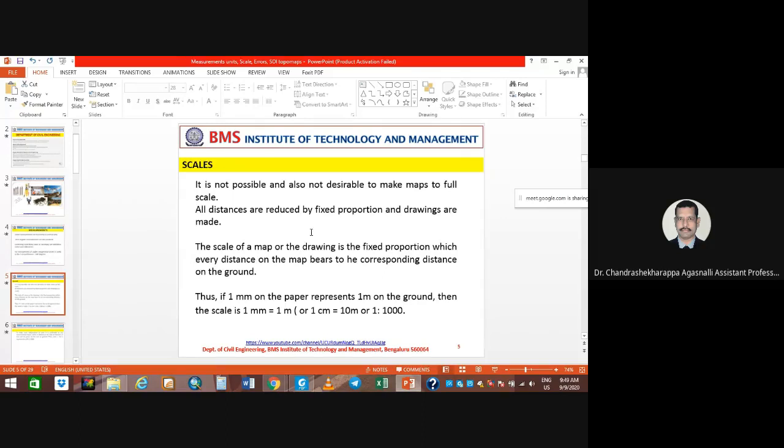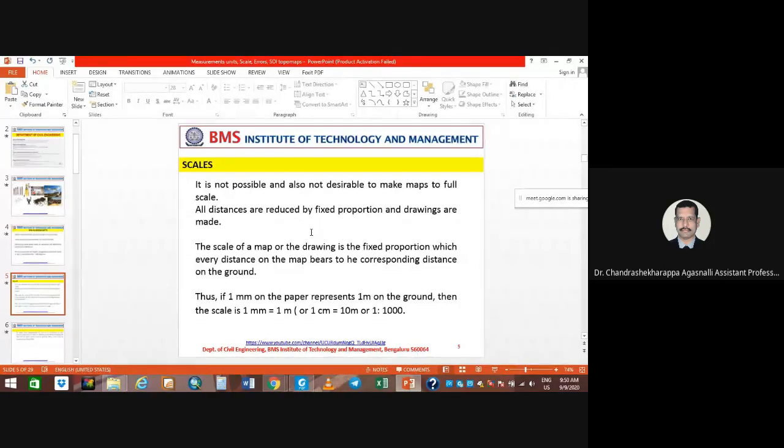Say if you want to show the small features of the earth, for example in the BMSIT campus, we have many trees here. We have different departments: the admin block is there, the BSN block is there, hostel blocks are there, and that side is the MCA department. That also you need to show.